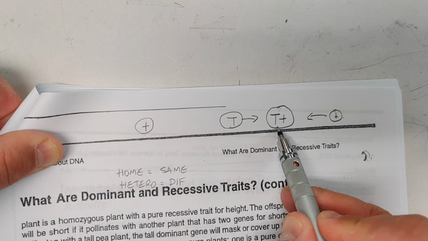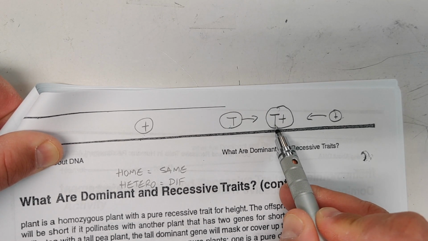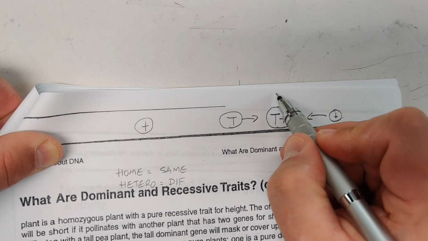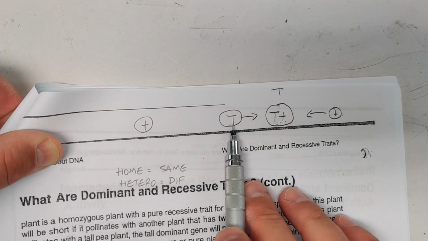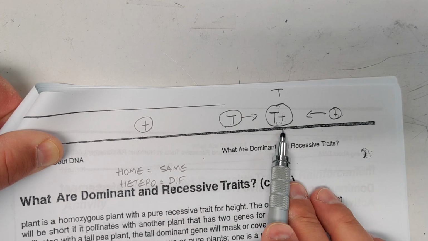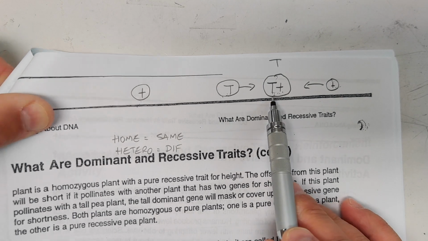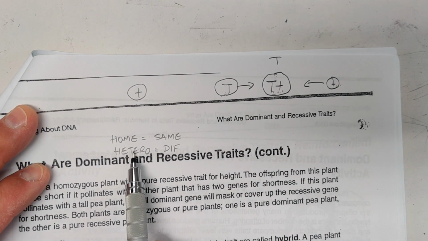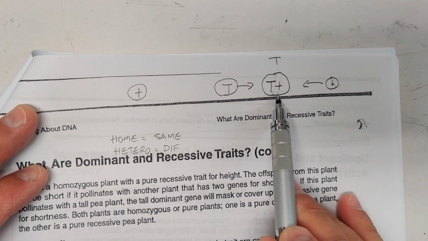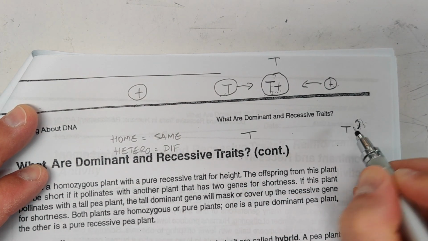Now, would that plant be tall or short? Well, it would be tall because the big T overrides the little t, so it shows up as this. So the plant would be tall. Its baby between these two parents would be a tall plant. Now, is it big T, big T, or is it big T, little t? It's big T, little t, so are they the same or different? They're different, so I would say this is heterozygous.